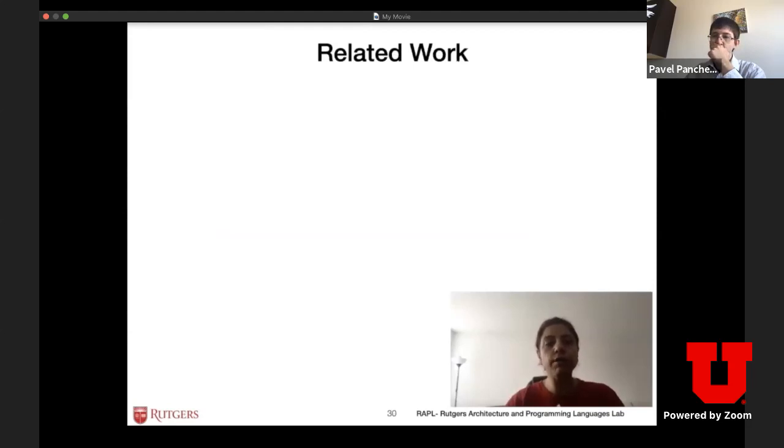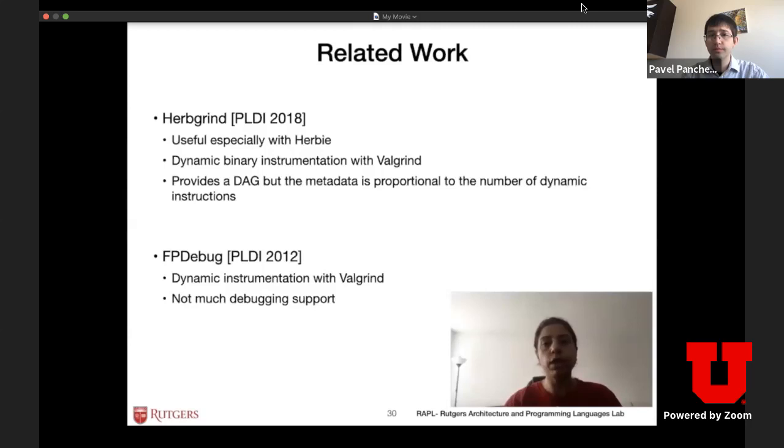Before I conclude, let me give you a quick overview of related work. Since posits are very new, there is not much support for detecting numerical errors with posits. There are two closest pieces of work in the floating point domain, that is Herbgrind and FPTaylor. Both are Valgrind-based dynamic instrumentation tools. Our work is motivated by Herbgrind, but we have different design goals.